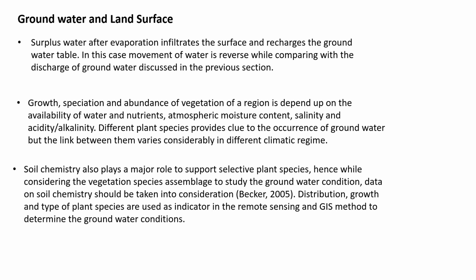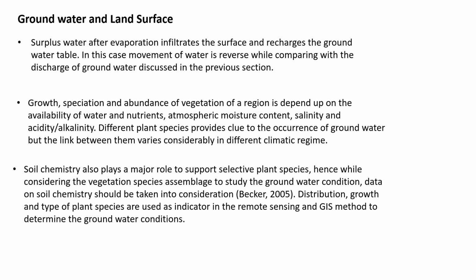Growth, species, and abundance of vegetation of a region are dependent upon the availability of water and nutrients, atmospheric moisture content, salinity, and acidity or alkalinity. Different plant species are supported by the occurrence of groundwater, but the link between them varies considerably in different climatic regimes. Soil chemistry also plays a major role in supporting selective plant species. Hence, while considering vegetation species assemblages to study groundwater conditions, soil chemistry should be taken into consideration.